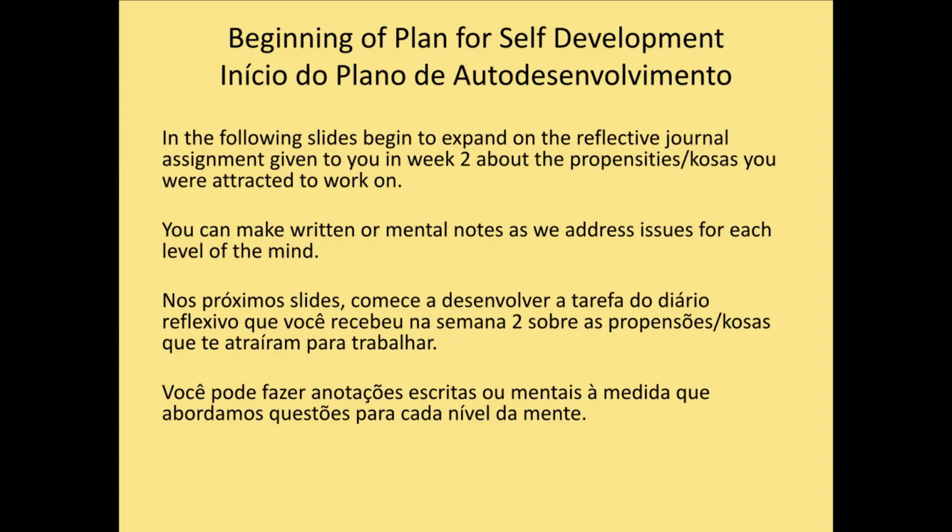In the following slides, begin to expand on the reflective journal assignment given to you week 2 about propensities and koshas you're attracted to work on. You can make written or mental notes as we address the issues for each level of the mind.